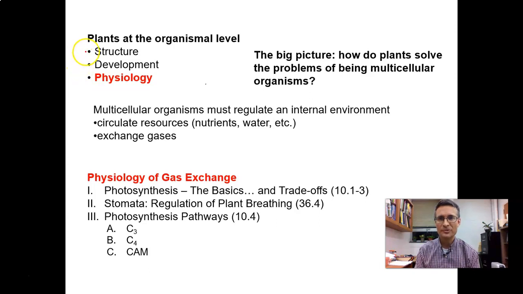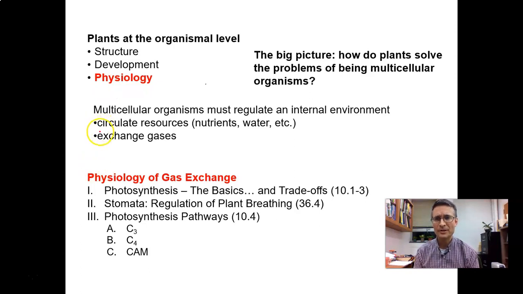Final reminder of where we've been and where we're headed in this lecture. We have talked about the structure of plants, we have talked about the development of plants, and we're talking about the physiology of plants. We're thinking about how plants face the problems of regulating an internal environment. And this is part of our bigger picture of thinking about how plants solve the problems of being multicellular organisms. And as I've tried to emphasize throughout these lectures, this is all about behavior. Plants really are behaving at many different levels. They're behaving at developmental levels and they're behaving at physiological levels.